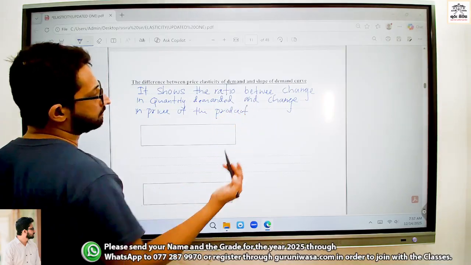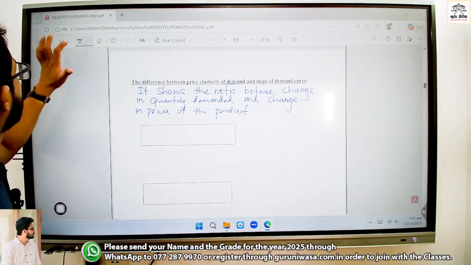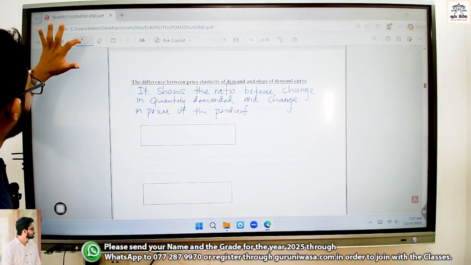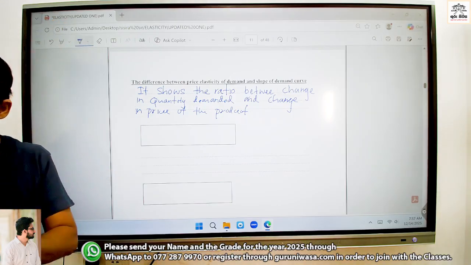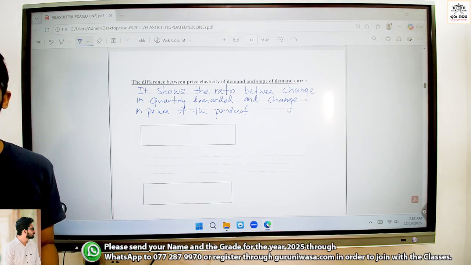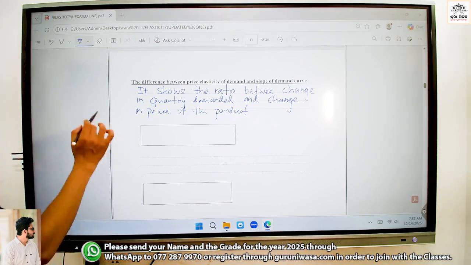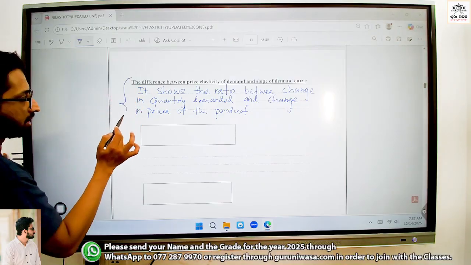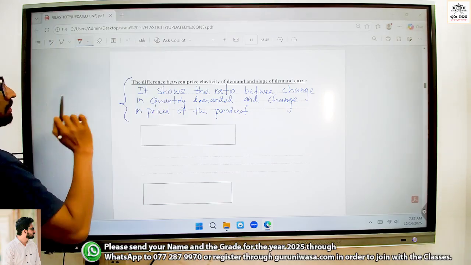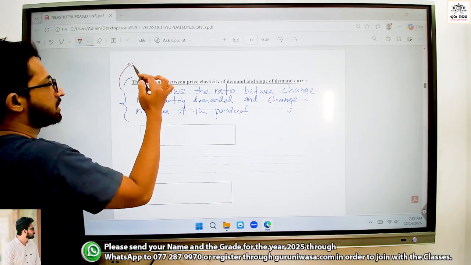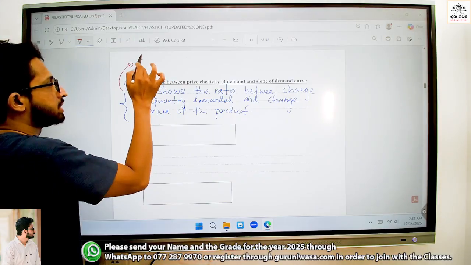Change in price, that means we take only the change, only the absolute change. A percentage change is not calculated in the slope. Do you understand what I'm saying? Here it's totally talking about absolute change. This is called, actually, slope considered as absolute change.